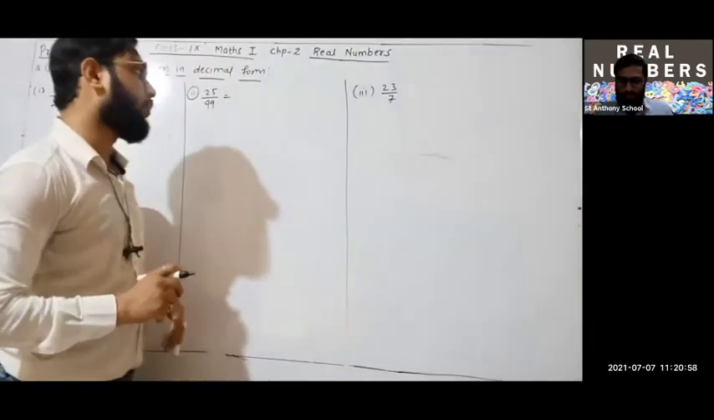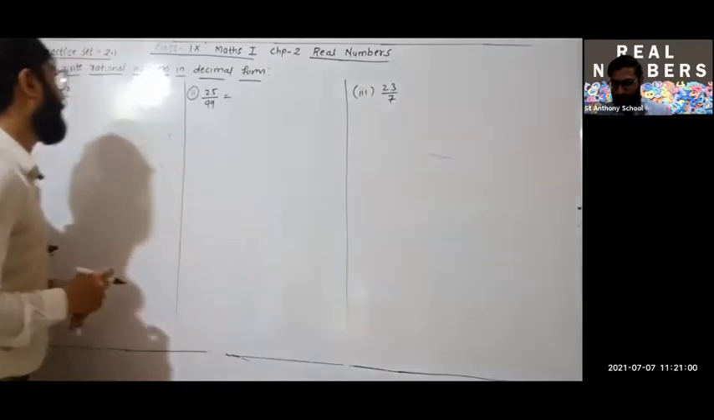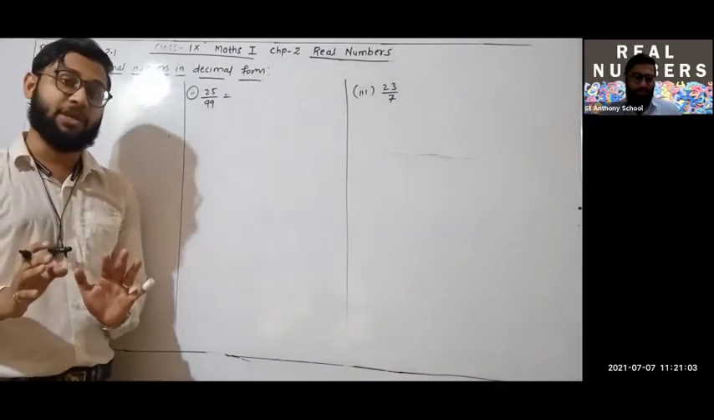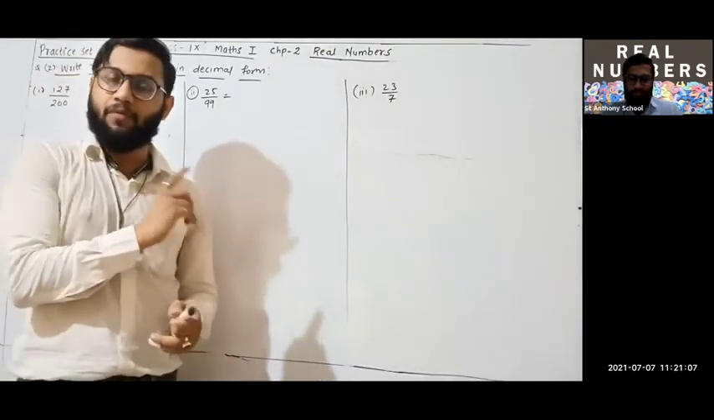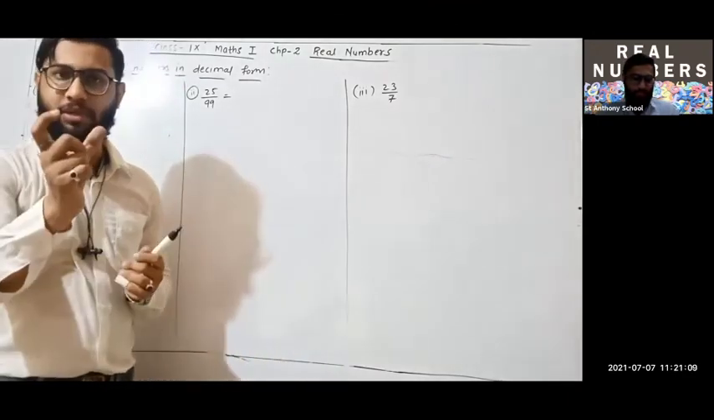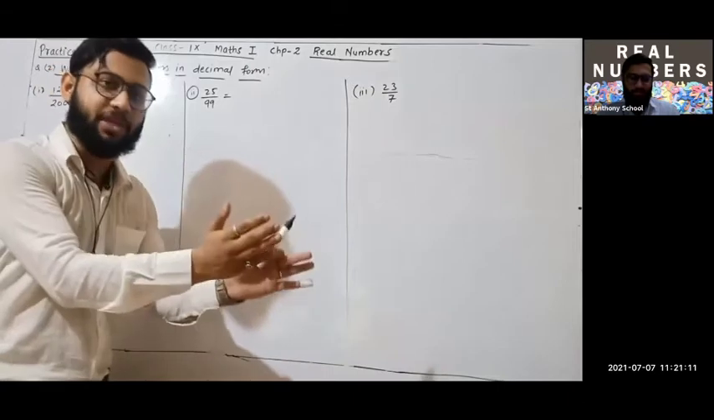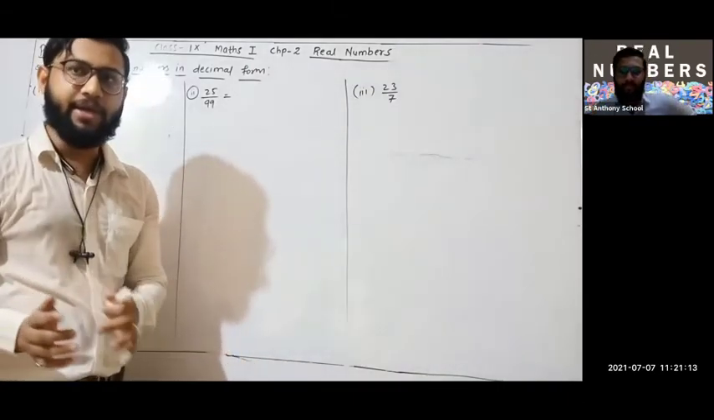Okay, guys, we are moving towards the next question. That is question number 2. We have to write the rational number in decimal form, the same as we saw before. What we have to do? We used to divide, look at the numbers, and tell whether it is terminating or non-terminating, right? So what are we doing now?